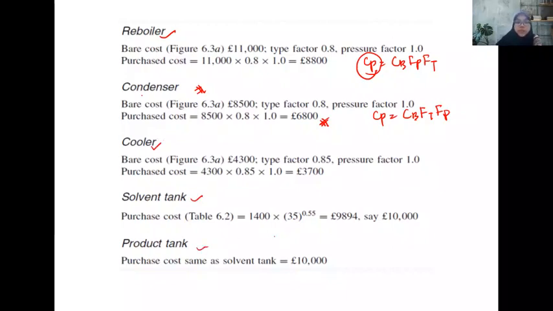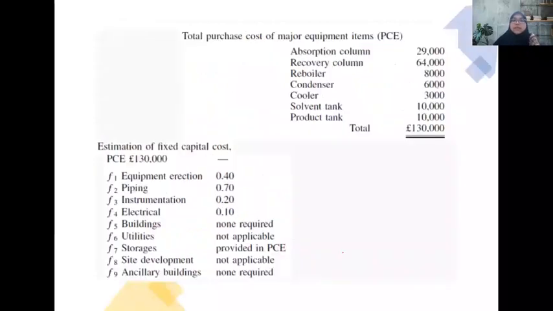Also can be obtained from the, okay, for the solvent tank and product tank, you may refer to the table that gives this based on the scaling factor. And since the tanks have the same cost, you may refer to the product tank cost for the solvent tank. So it has the same cost. And then after that, total the purchase cost for the major equipment.